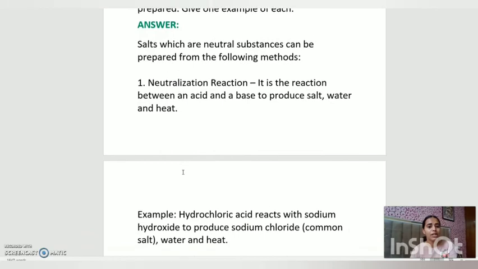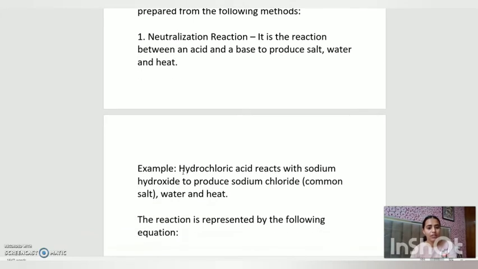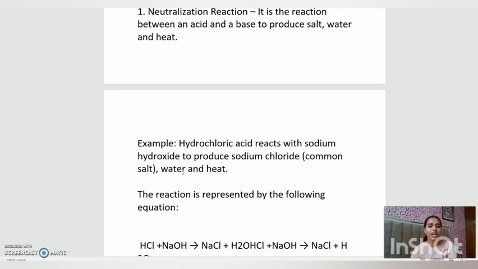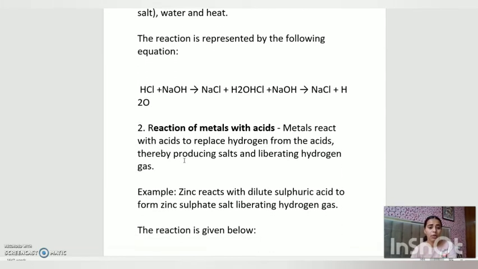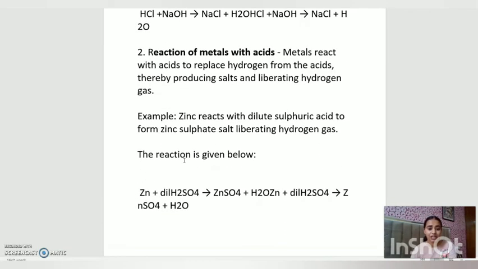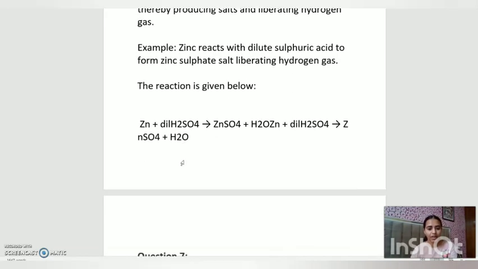Salts can be prepared by a neutralization reaction, which is the reaction between an acid and a base. We know that it produces salt, water and heat. For example, hydrochloric acid reacts with sodium hydroxide to produce sodium chloride. The reaction is given below. In the reaction of metals with acids, the metal reacts with the acid to replace hydrogen from the acid, thereby producing salts and liberating hydrogen gas. The reaction is provided here.